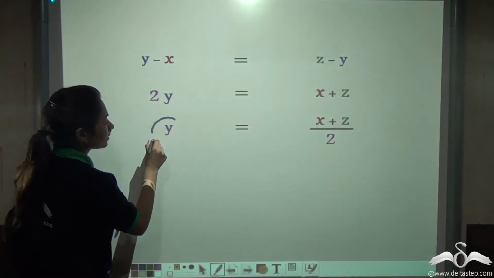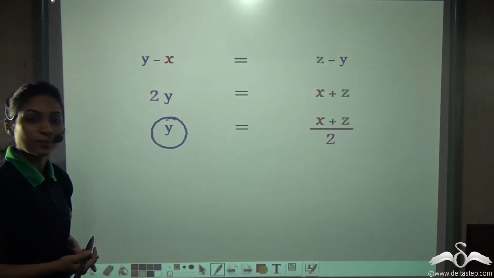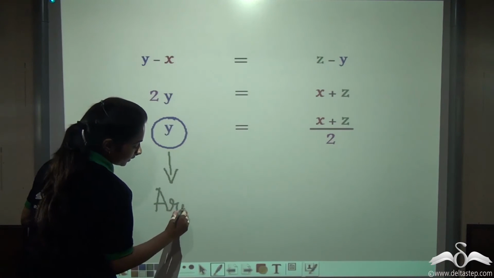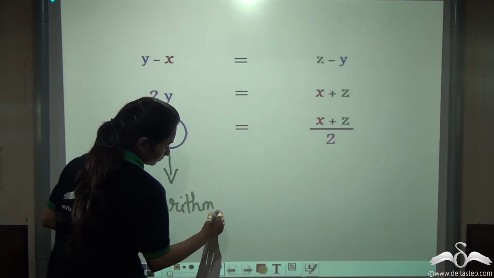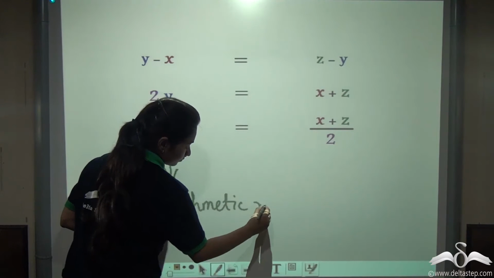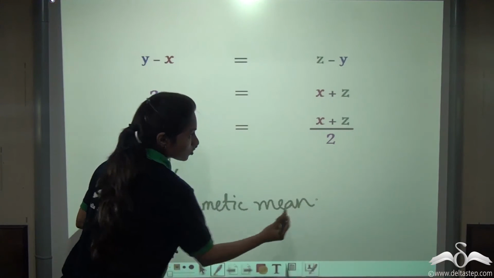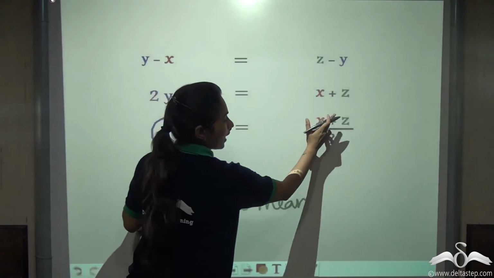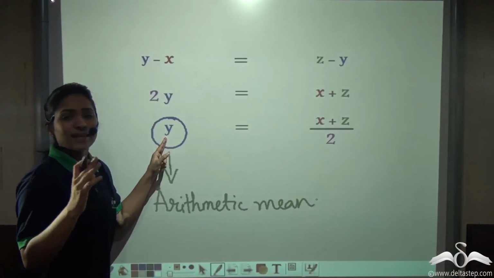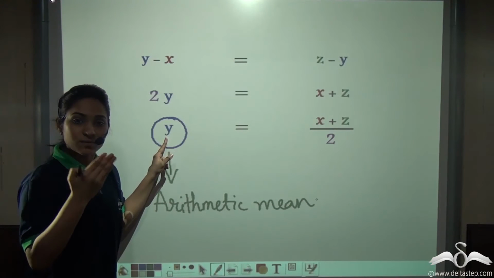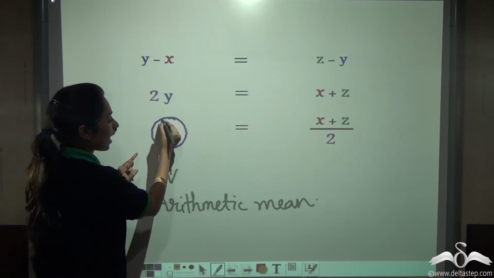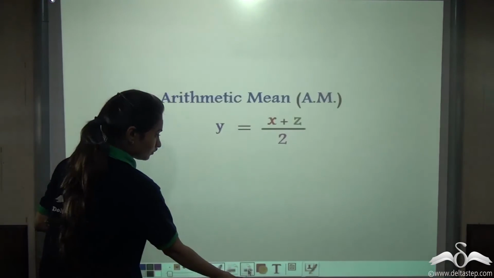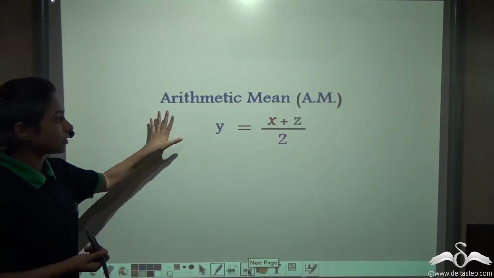Now this y has been assigned a special name also. That is arithmetic mean. So that means whenever you calculate y, that is the middle term between x and z, or you can say that if x, y and z are the three terms in an AP, then y will act as the arithmetic mean between x and z. So now you know what is an arithmetic mean.